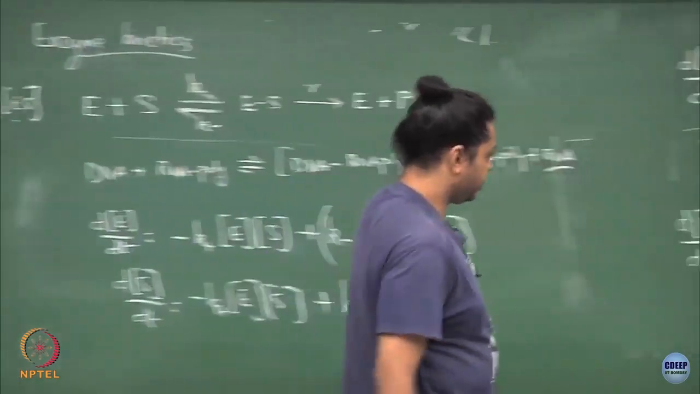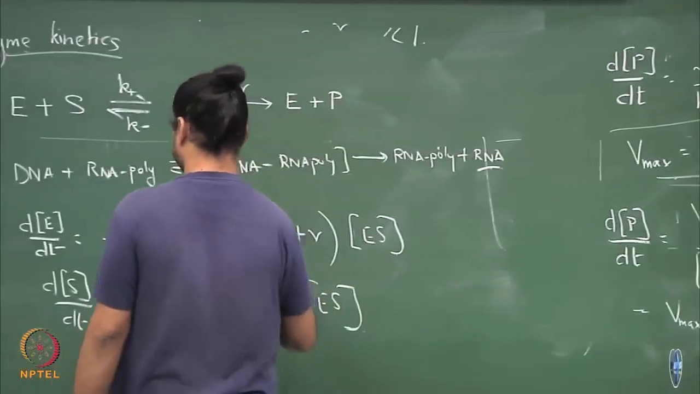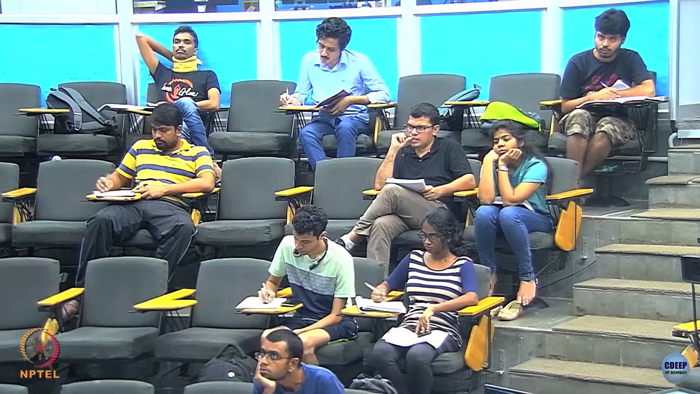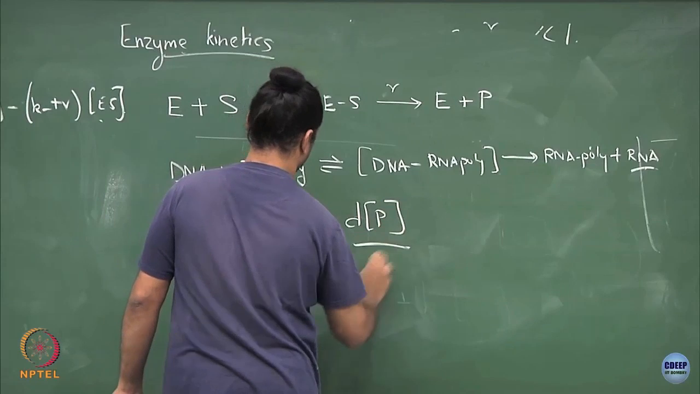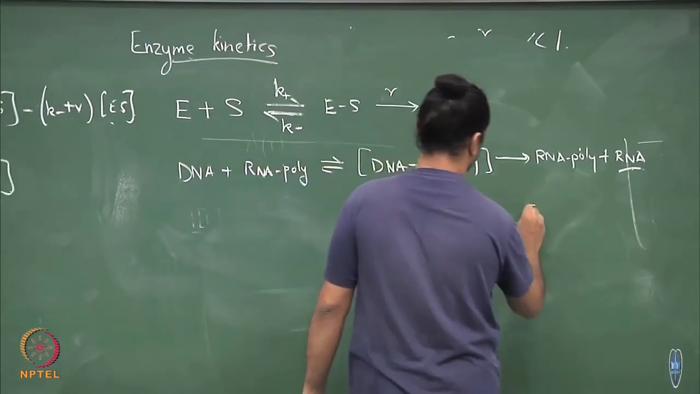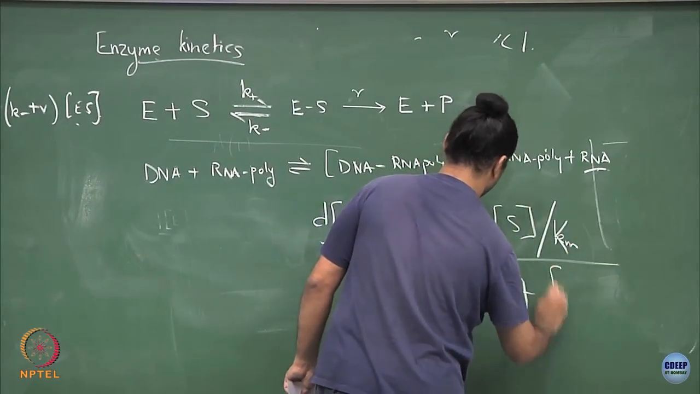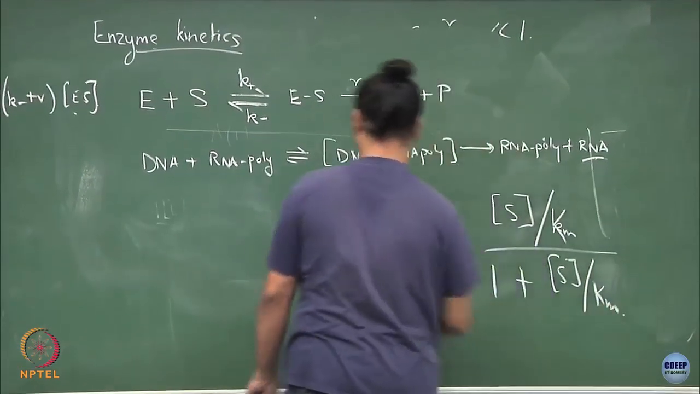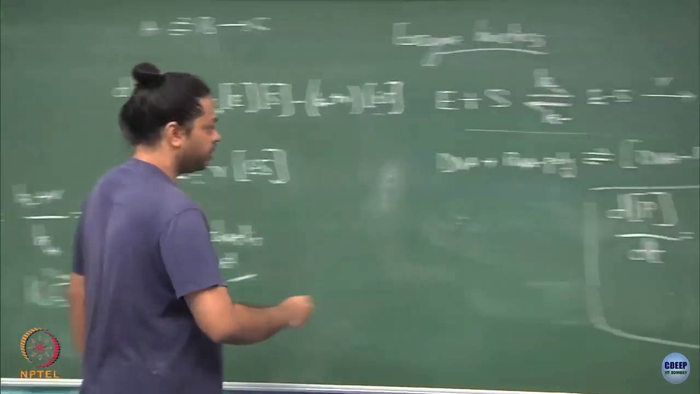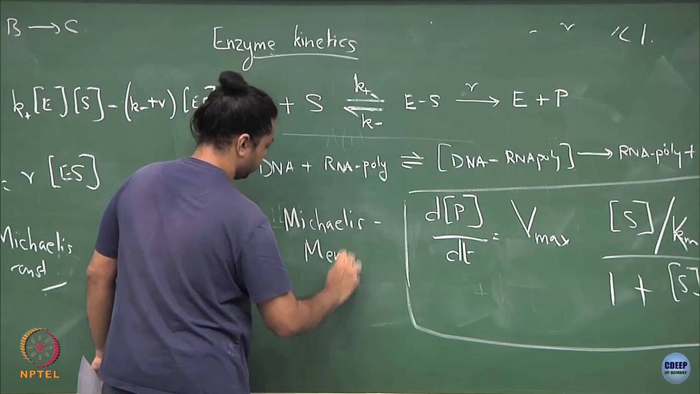So, effectively if I now cancel out these E's, what I get is that the rate of formation of this product, dP/dt, goes as the maximum possible rate into S by Km, divided by 1 plus S by Km. This is a very famous equation, called the Michaelis-Menten equation, or the Michaelis-Menten kinetics.